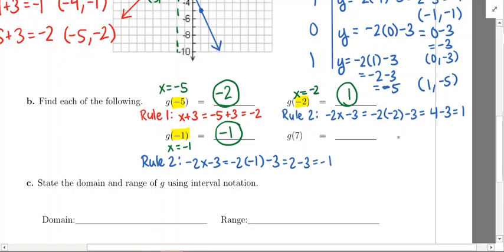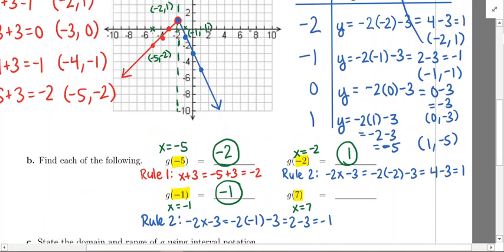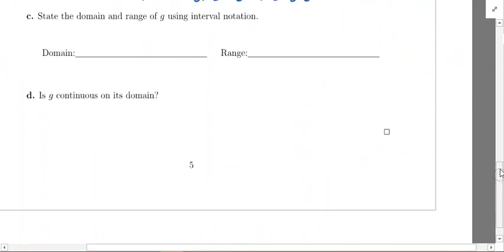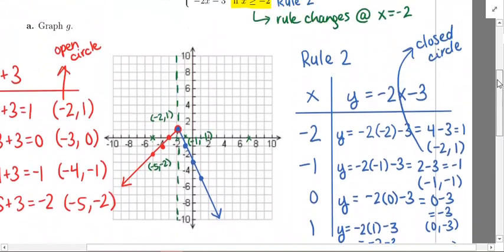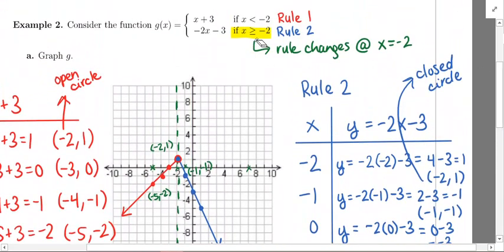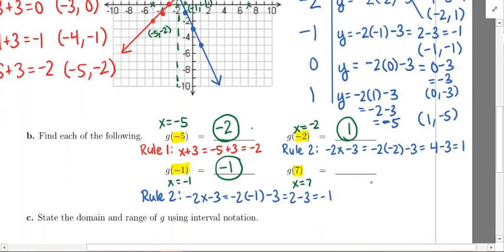Lastly, if you're looking at g of 7, in this case, your x value is 7. When you go to the graph, here's where x equals 7, and notice the y value is going to be way down here. It's off the grid. Don't make the mistake and say undefined or there isn't one. It's off the graph, we can't read it. So to get this, you absolutely have to use the formula. If x is 7, that's going to cause you to use rule 2 because 7 is bigger than -2. So we need to use rule 2 here.